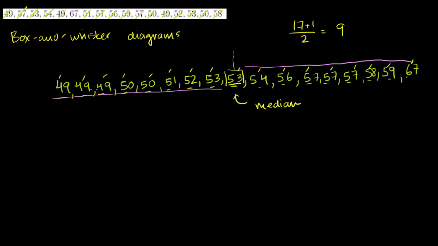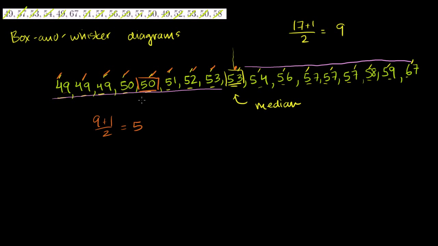So let's find the median of this list right here. We have 1, 2, 3, 4, 5, 6, 7, 8, 9 numbers. 9 plus 1 over 2 is equal to 10 over 2, which is equal to 5. So we count 1, 2, 3, 4, 5, and 50 right there is the median of this bottom list.